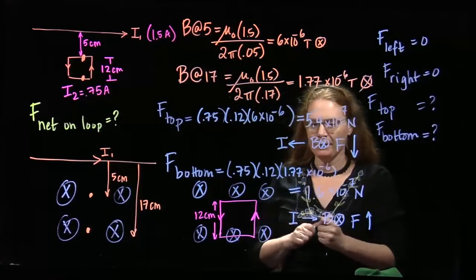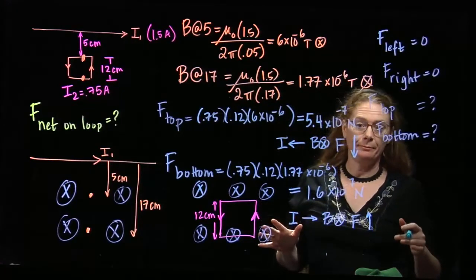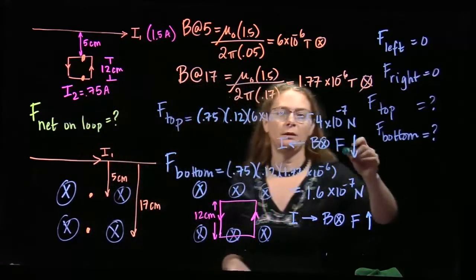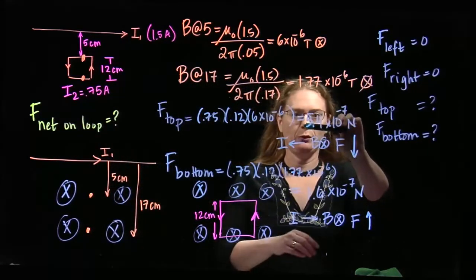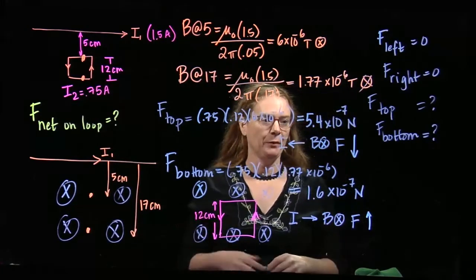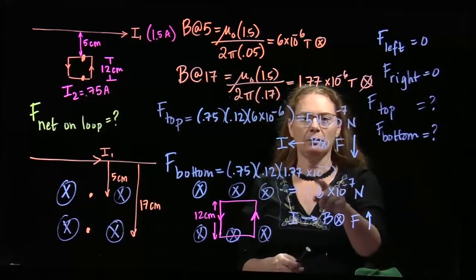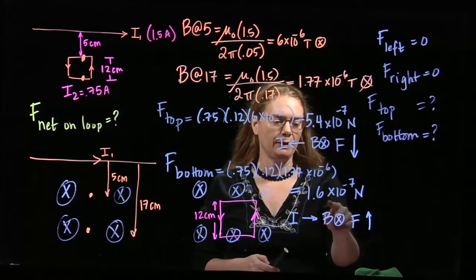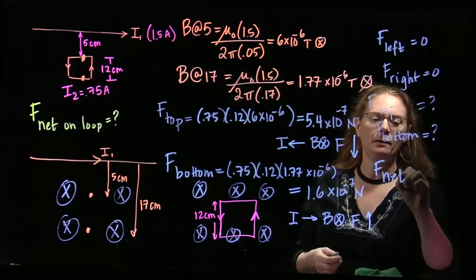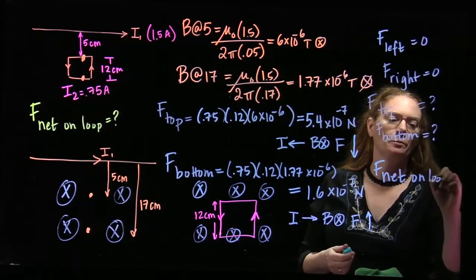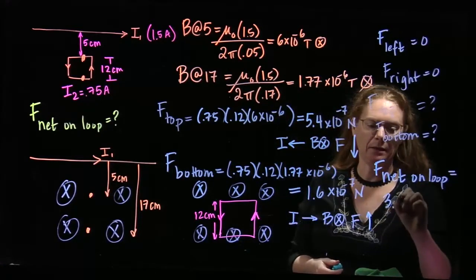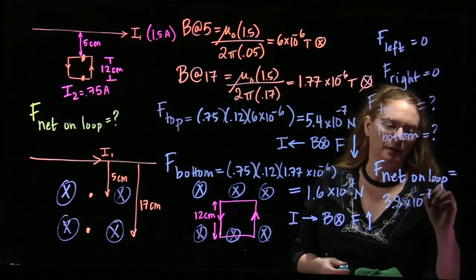All right, not done yet. One more step, because we want the net force. And that just means we have to say, okay, here's one force that's going down, here's one force that's going up, add them. So that's bigger, so 5.4 minus 1.6 because opposite directions. So if we do that, the net force on the loop is equal to 3.8 times 10 to the minus 7 newtons.